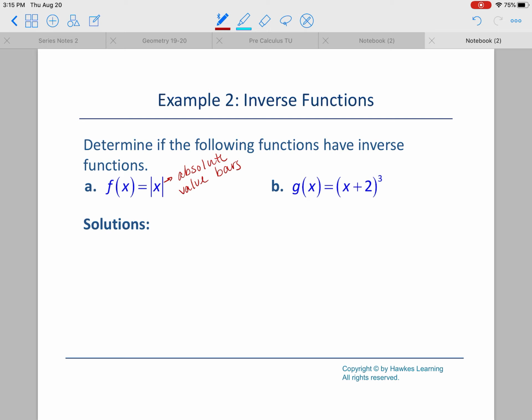Okay, if I go back to b, g of x equals (x plus 2) all to the third power. Remember, this is a cubic function.